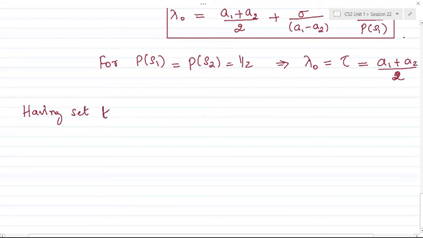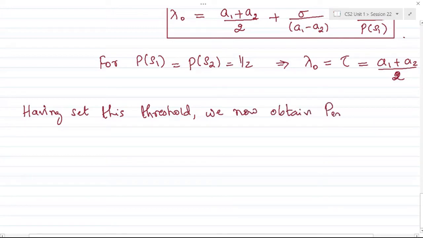Having set this threshold, let's try to obtain the probability of error. So what would that be? Probability of error, we can represent this as P suffix e, which is probability of error by transmitting symbol s1 plus probability of error which has occurred by transmitting symbol s2.